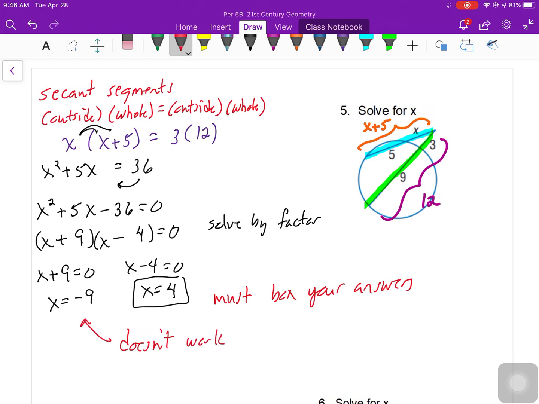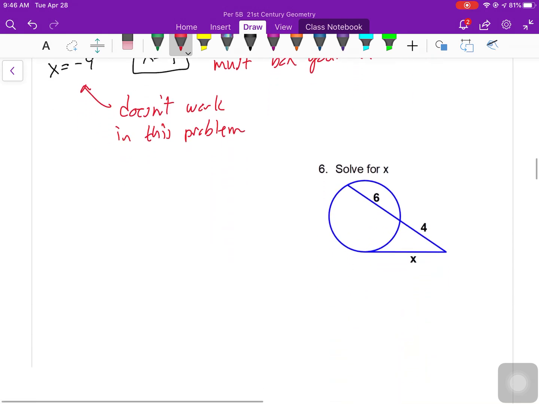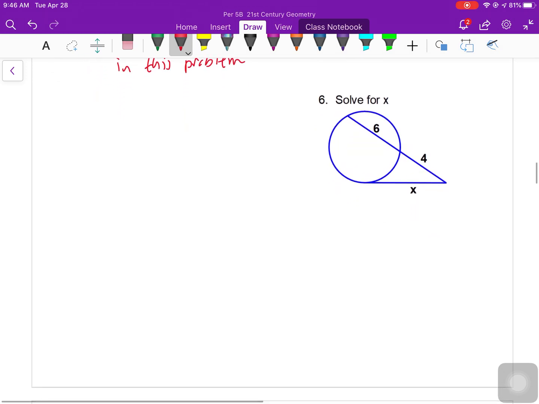The negative 9 doesn't work in this problem. There will be some in this chapter where the negatives will work perfectly fine. This is just not one of them. Let's try another one of these with secant segments.